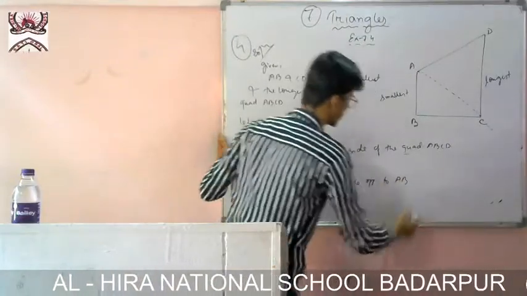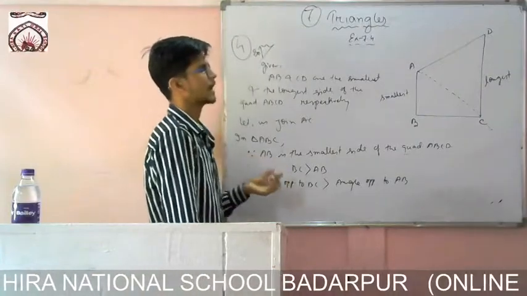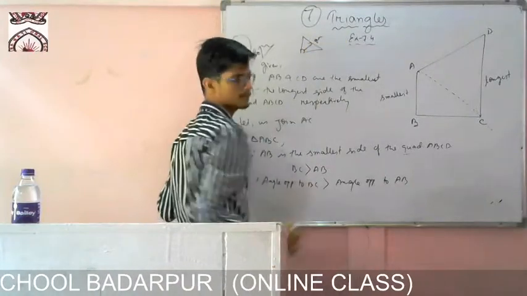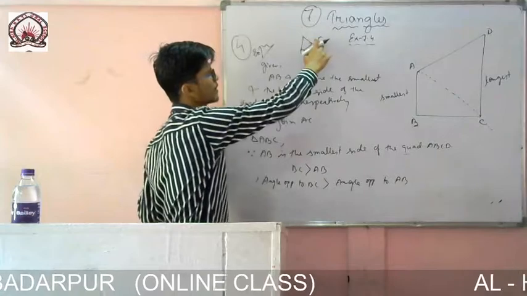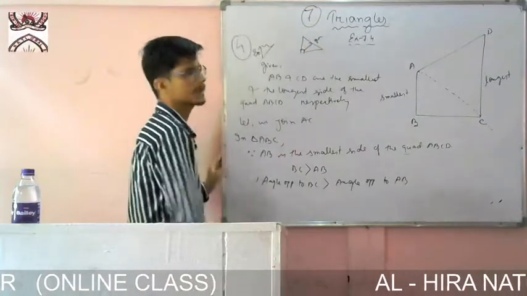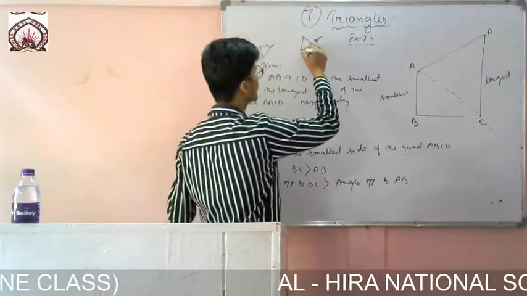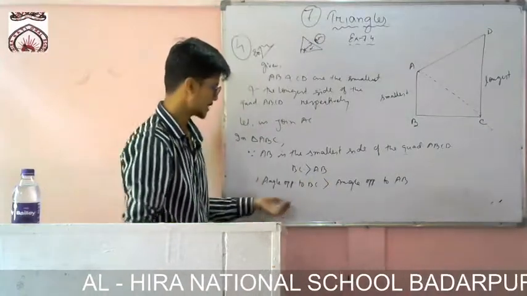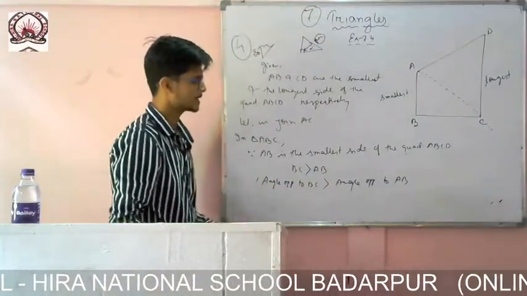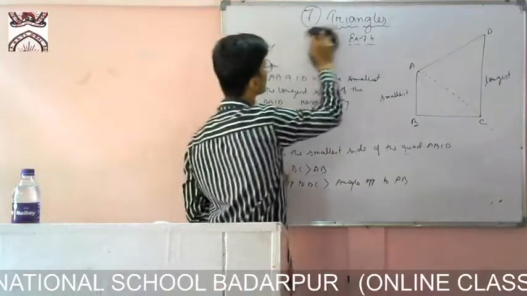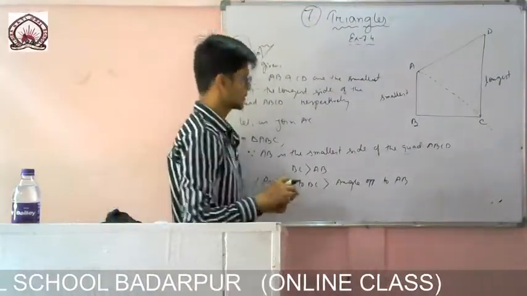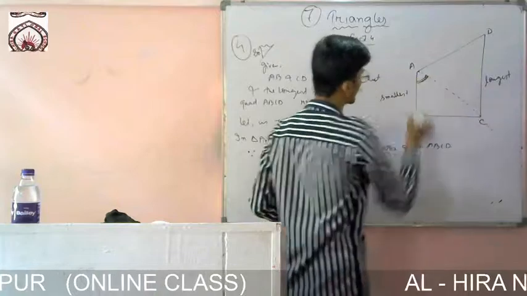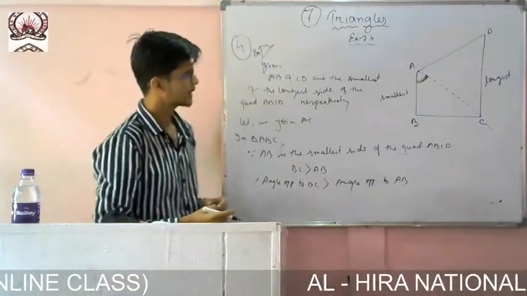AB. There is a theorem. Earlier we wrote that if this is the greater angle, then the side opposite to that angle is also greater. The converse is also correct: if this is a greater side, then the opposite angle will also be greater. So we have written angle opposite to BC is greater than angle opposite to AB. If BC is the side, then the opposite angle is angle BAC.